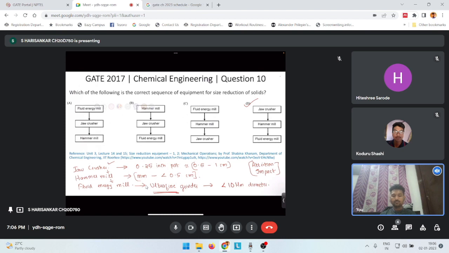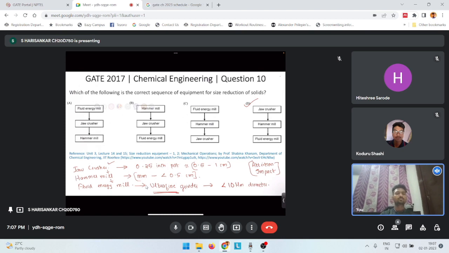So we looked into these size ranges a while ago as well. Usually, these ultra fine grinders will give you the most size reduced particles, or ultra fine particles basically, and their size range will be in the order of 1 to 20 micrometers. So fluid energy mills should come at the last, and jaw crushers are usually the first line of crushers.